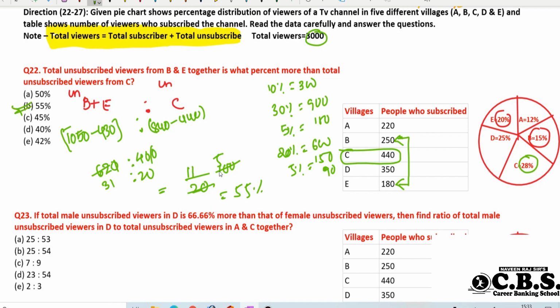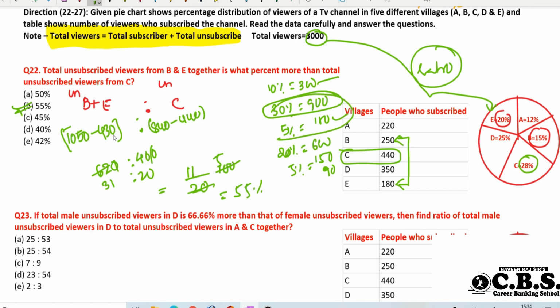Okay, so when the total values are given in a single diagram, always prefer to use the ratio method and single percentage method to answer very quickly. So B is how much? 15, A is how much? 30, 20 plus 15 gives how much? 35%. Now 10% is 300, 30% is 900, 5% is 150. So overall 35% is how much? 1050. From B and E, how many are subscribed? 430 are subscribed. Therefore unsubscribed viewers are 620.